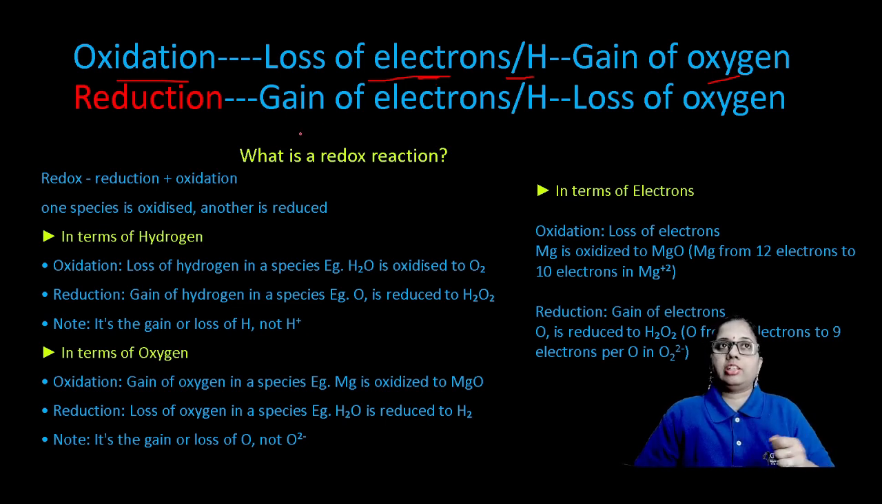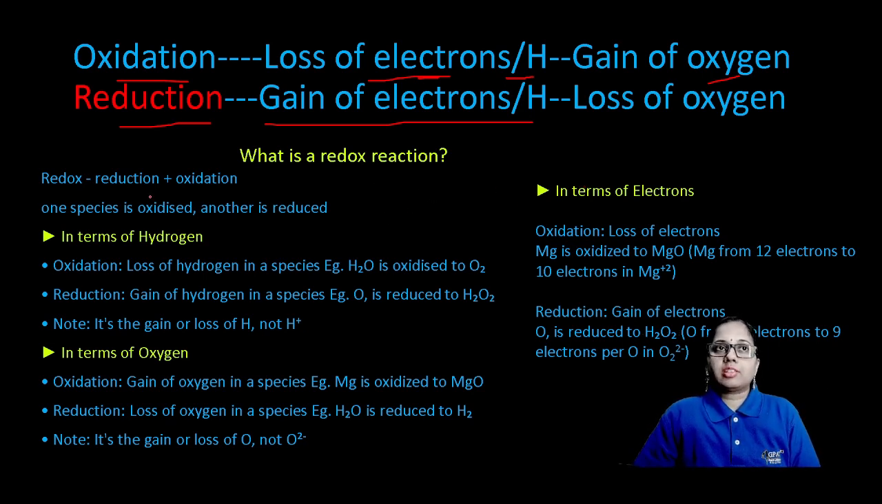That is called oxidation. Reduction is the reverse of oxidation, that is gain of electrons or hydrogen, whereas loss of oxygen. You can easily remember it like this. So what is a redox reaction? Redox means both reduction as well as oxidation. When both reactions occur, it is called a redox reaction. So in our titration, if it happens, we call it redox titration.